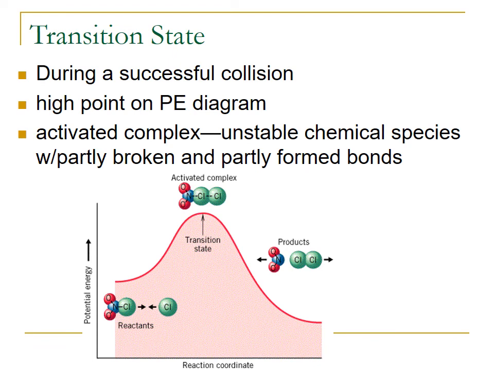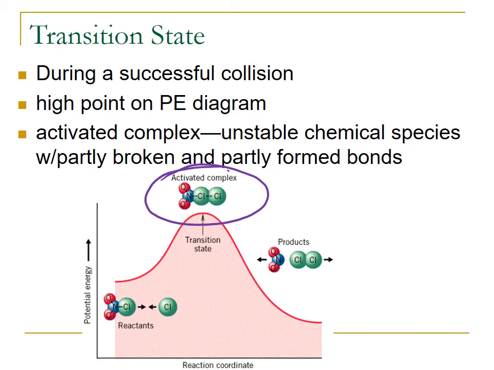Now, this is the part where the transition theory actually becomes a little bit different. This says that during that successful collision, at that high point of the activation energy, we form what's called an activated complex. This is going to be something that's unstable. So if we're looking at that reaction, we might not actually be able to identify that activated complex. It's really, really unstable. But we think that there's this temporary new compound or structure that's made right before it breaks into the products. That's what happens at that high point of the potential energy diagram. This activated complex is made.